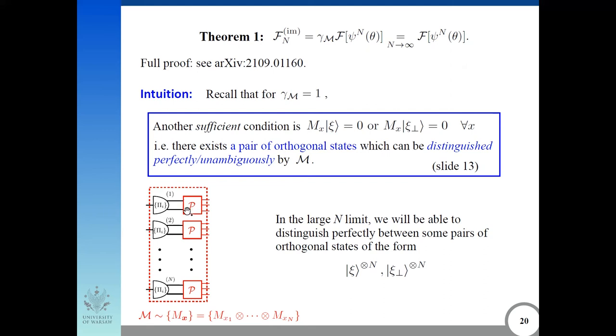Let us now look at the one with exactly this kind of form, where I have a perfect projective measurement followed by the noise, a stochastic map. In this case, if I just have one copy, of course I cannot distinguish perfectly some orthogonal states. But if you have n copies of this, then you can distinguish the states with tensor n, and as n goes larger and larger, you can distinguish these states perfectly.